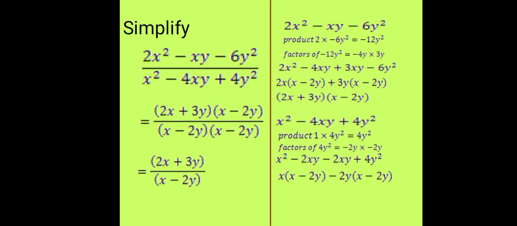Simplify. To simplify this equation, we expand the numerator and also expand the denominator. After expanding, the numbers cancel out easily. You can see x minus 2y cancels out with x minus 2y for the denominator and the numerator. We remain with 2x plus 3y all over x minus 2y.